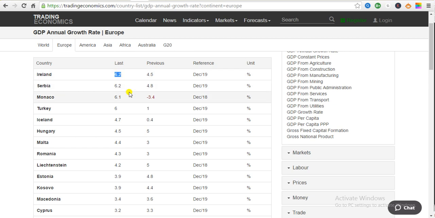The fastest growing country in Europe is Ireland, which had 6.2, and Serbia, which had the same. So they were tied. Serbia and Ireland seem to always grow quickly because these numbers are pretty high, 6%. Then we have Turkey. Turkey has seen some hard times, so it must have fast and big growth because it's coming out of a slump. So this is a high growth number.